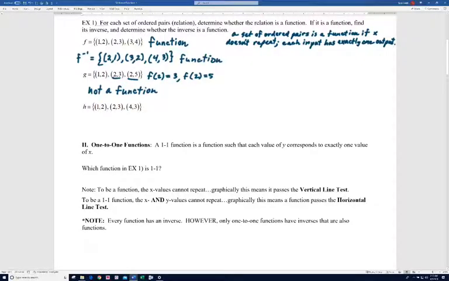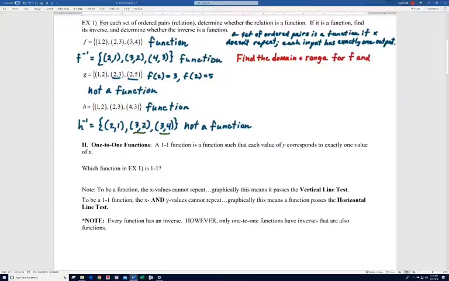And then if you look at h, certainly h is a function. The x values don't repeat. Let's go ahead and find the inverse. We're just going to flip our x's and y's. And notice this is not a function, and that's mainly because of these 2 points here. Notice x repeats. So we'll come back to h in a couple minutes. I want to mention another thing here.